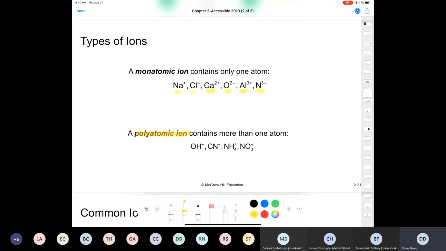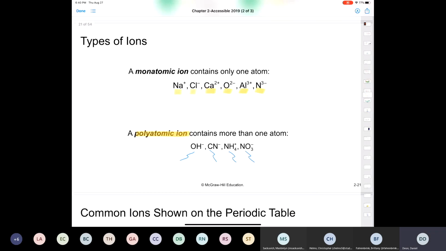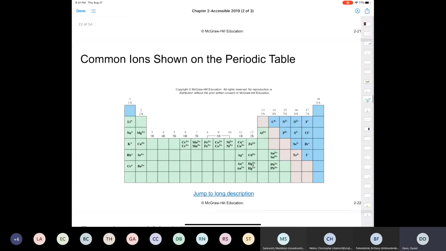Okay, so you see we have OH here. I can even help you out. This is called a hydroxide. This one here is called a cyanide. This one is an ammonium, and this one here is a nitrate. And so you're going to have those and several others memorized.